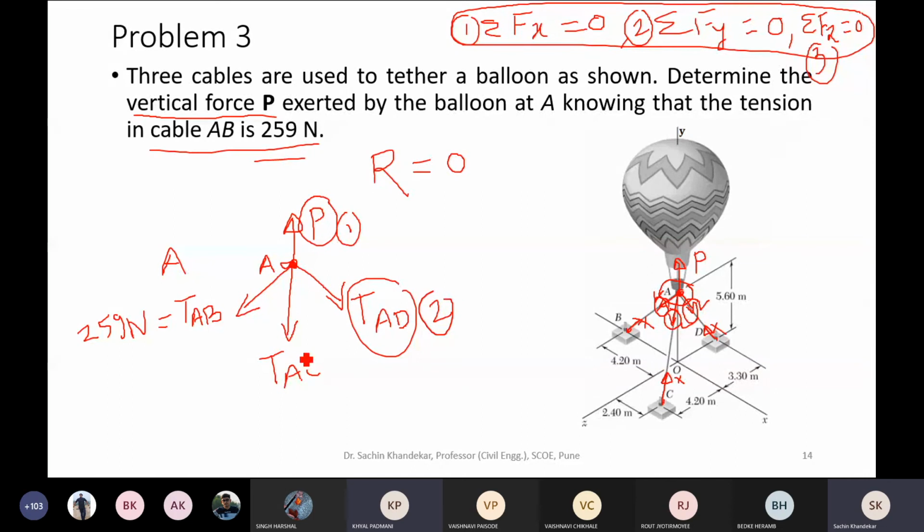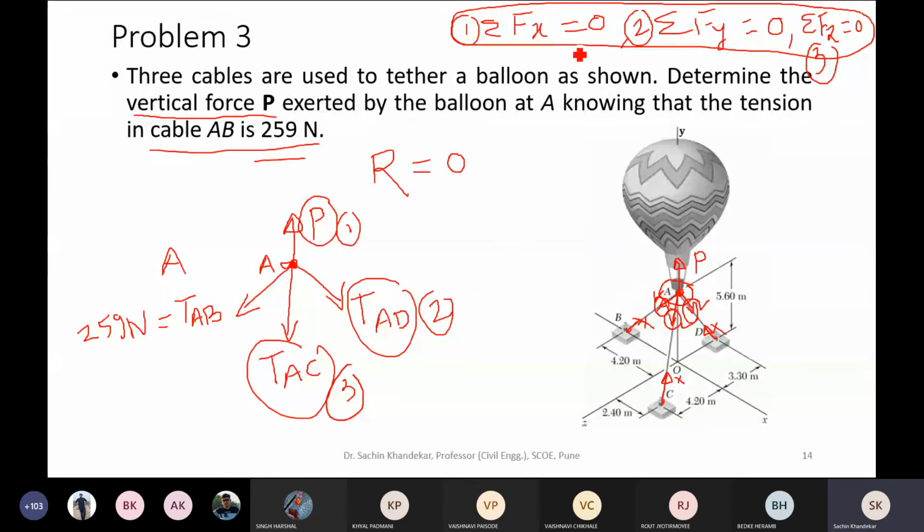TAD and TAC, 3. So in all, there are total 3 unknowns. While how many equations available? 3 equations available. And hence we can solve for these 3 unknowns. Okay. What you do then?